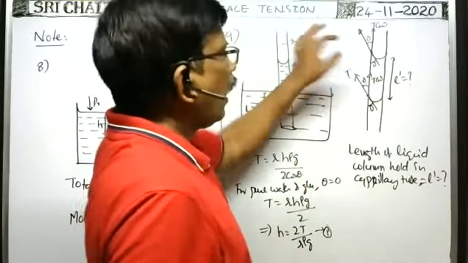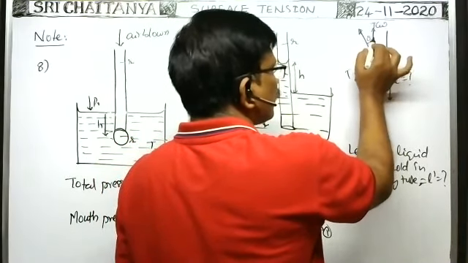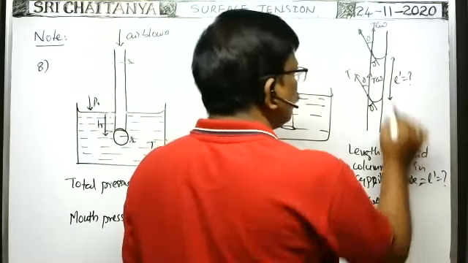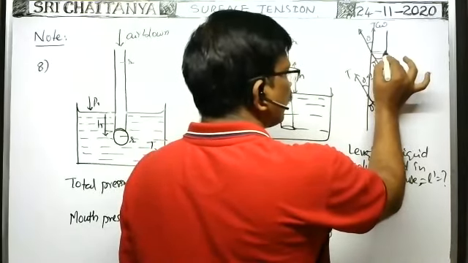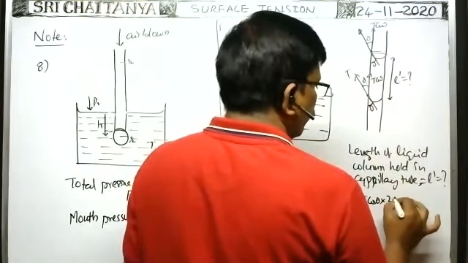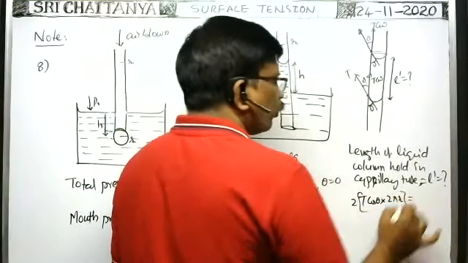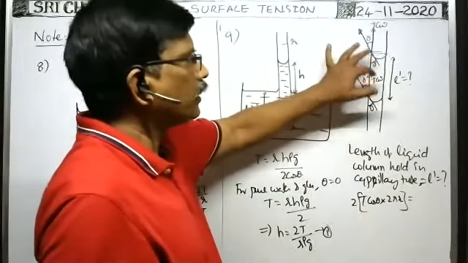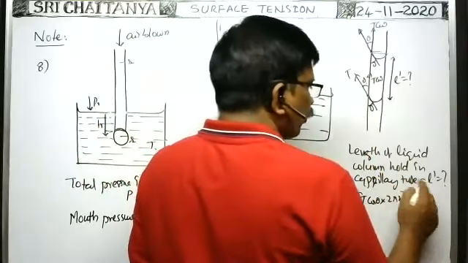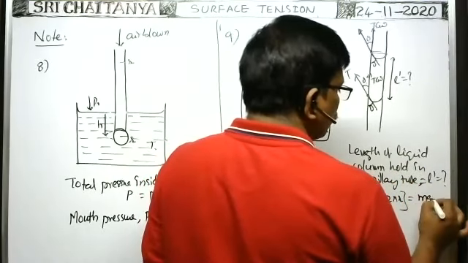Now on the upper meniscus of the capillary tube, the force due to surface tension acting on the liquid column in the vertical upward direction is T cos theta into the length of the free liquid surface in contact with the inner walls of the glass capillary tube, which is 2 pi r. Similarly here also, that's why into 2. This is the total force due to surface tension acting on the liquid column in the vertically upward direction. This force balances the weight of the liquid column in the capillary tube.